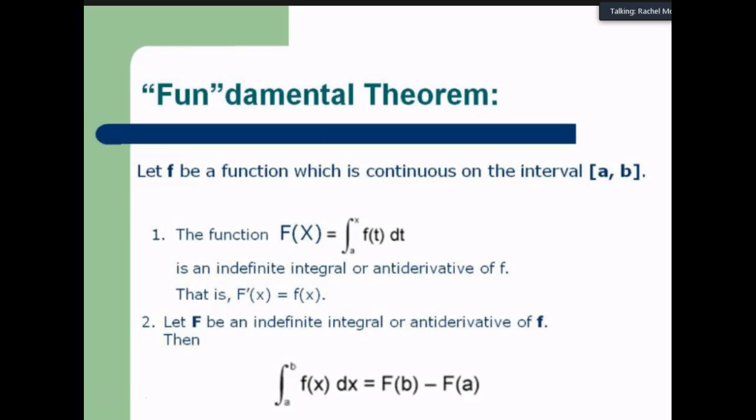So let f be a function continuous on the interval a, b. Capital F of x represents the original function. You're going to antiderive f of t, then you're going to take its derivative, and we get f of x back at us again.